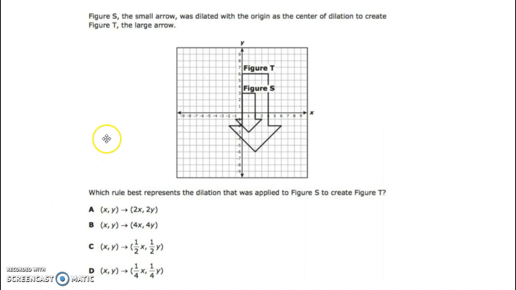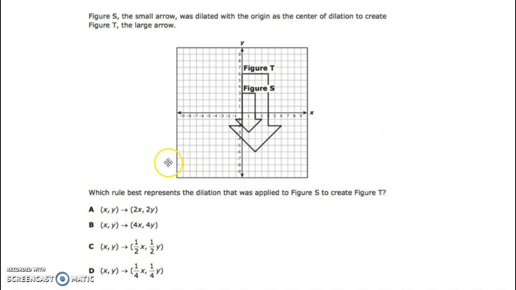Here's another one. Figure S, the small arrow, was dilated with the origin as the center of dilation to create T, the large arrow. Which rule best represents the dilation that was applied to figure S to create figure T? Well, what can you see by this picture? This is the original figure, this is the new figure.